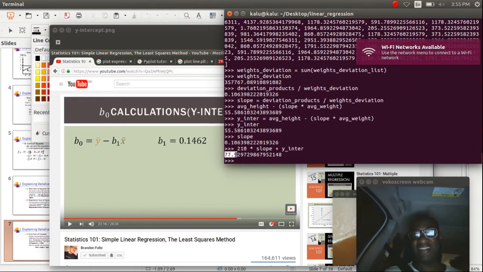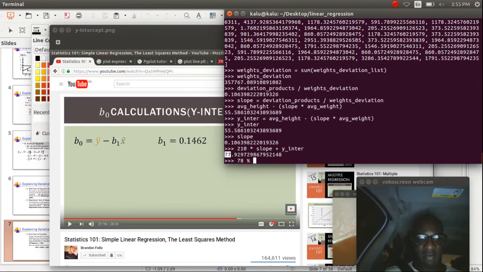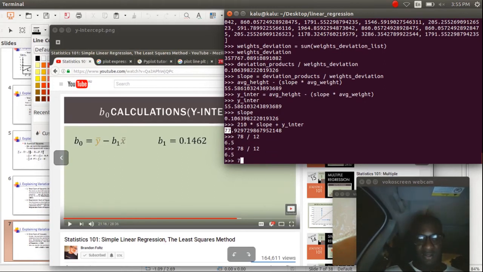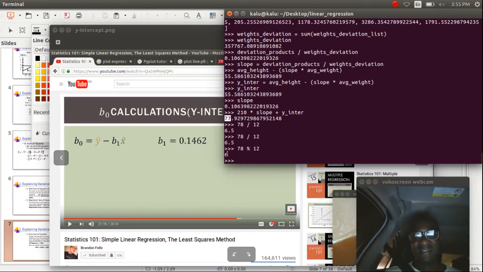So this is 77.9 inches. Let's say 78 inches. And we know 78 divided by 12, because there are 12 inches in a foot, gives you 6 feet, with a remainder of 6. So this guy is 6'6". That's right around what we predicted he would be. So I guess both predictions were pretty good.